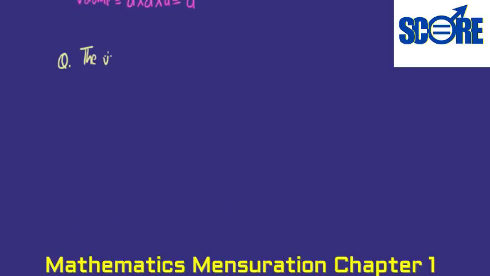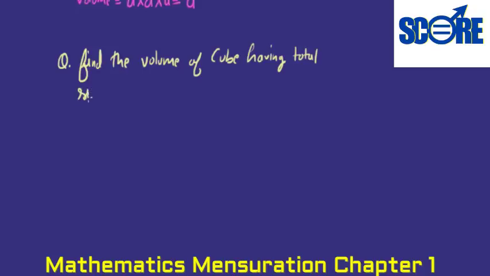Now the first problem: find the volume of a cube having total surface area of 150 centimeter square.